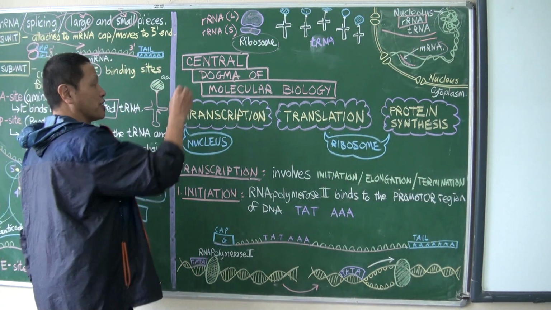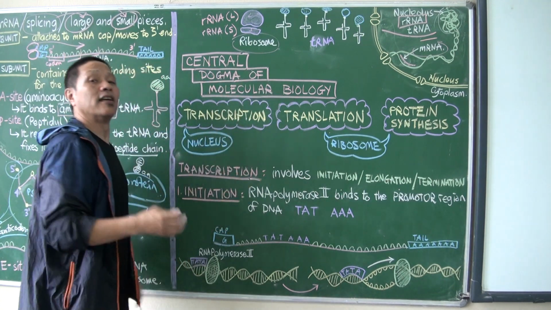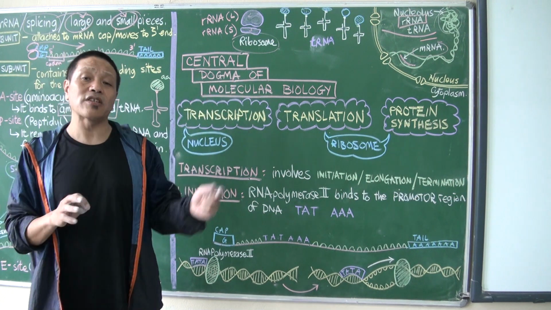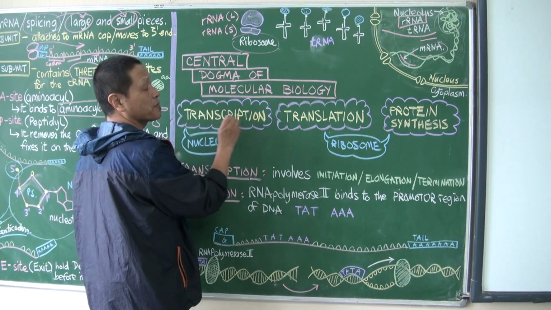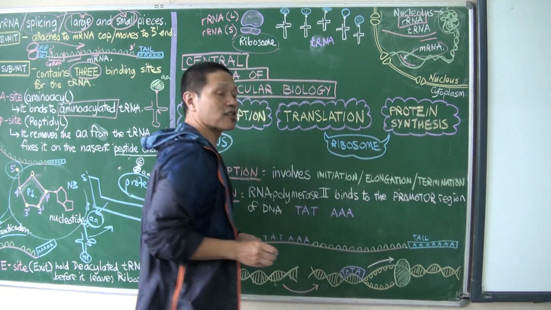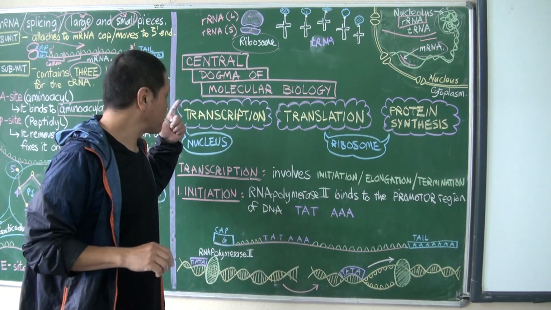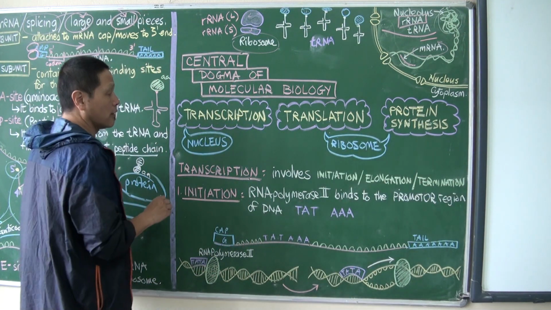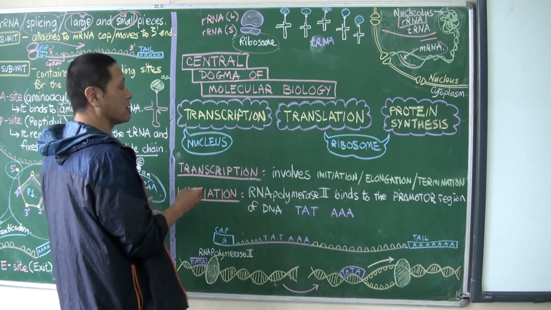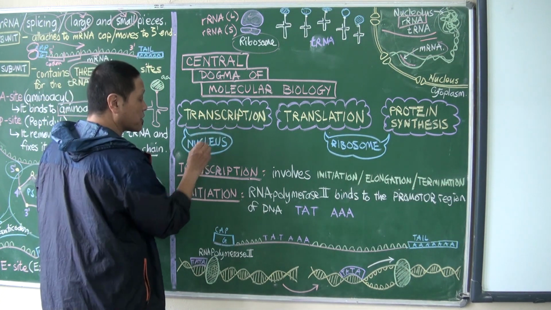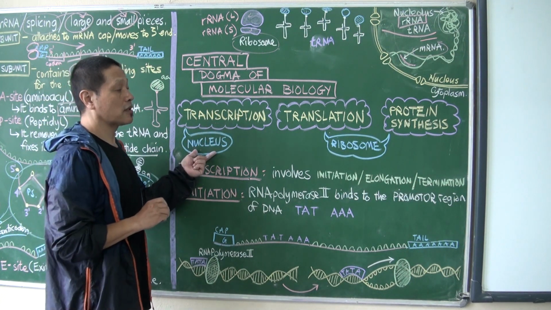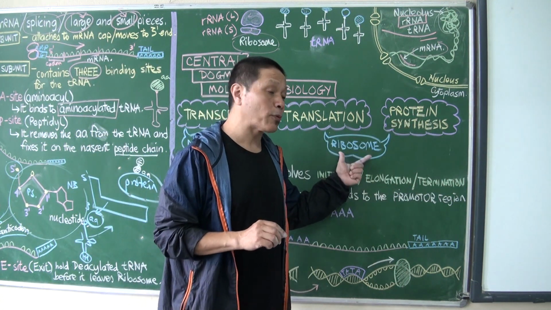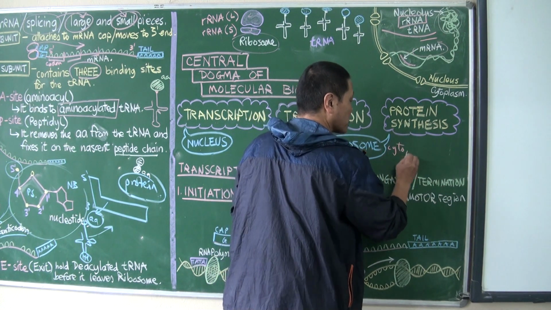Now let's move on to the central dogma of molecular biology. This is nothing but central dogma. It comprises just three terms: transcription, translation, and protein synthesis. I'm going to start with its site. Where does it take place? Transcription takes place inside the nucleus, and translation and protein synthesis occur in the ribosome, which is inside the cytoplasm.